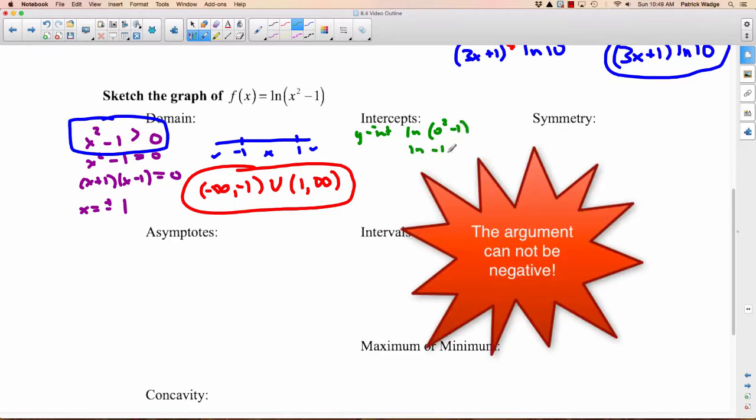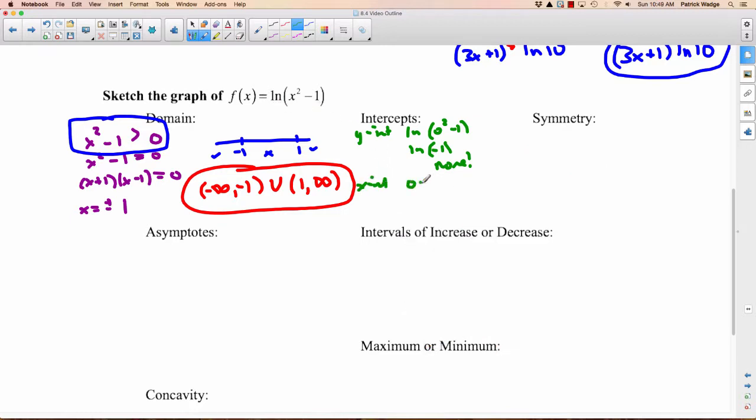Hey, wait a minute. You can't do that. So this is none. No y-intercept. For the x-intercept, we have to see when this equals 0. So I'm going to say 0 equals the natural logarithm of x squared minus 1. To solve that, why don't we put it in exponential form? Remember our base here is e. So we get e to the 0 equals x squared minus 1. e to the 0 is just equal to 1. So 1 equals x squared minus 1.